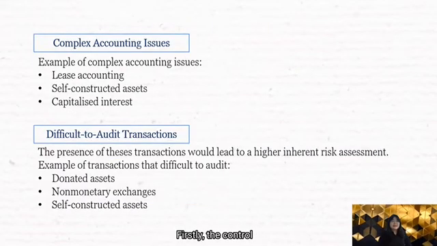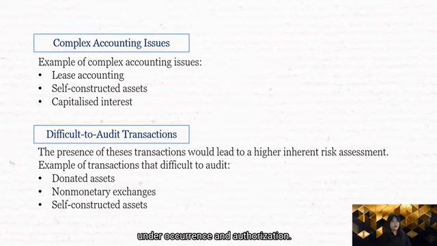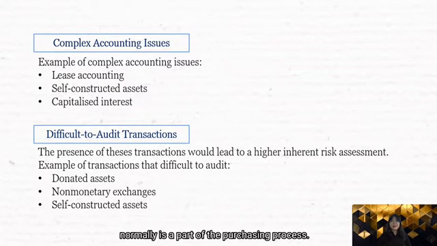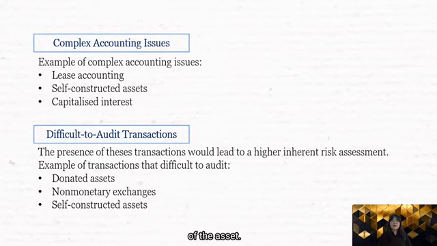Firstly, the control risk assessment under occurrence and authorization. The control activities for the occurrence and authorization normally are a part of the purchasing process. As for large entities, some specialized technical equipment is more likely to be purchased after passing through a specific capital budgeting process. Therefore, auditors may need to check more documents other than invoices to test the validity of the asset.